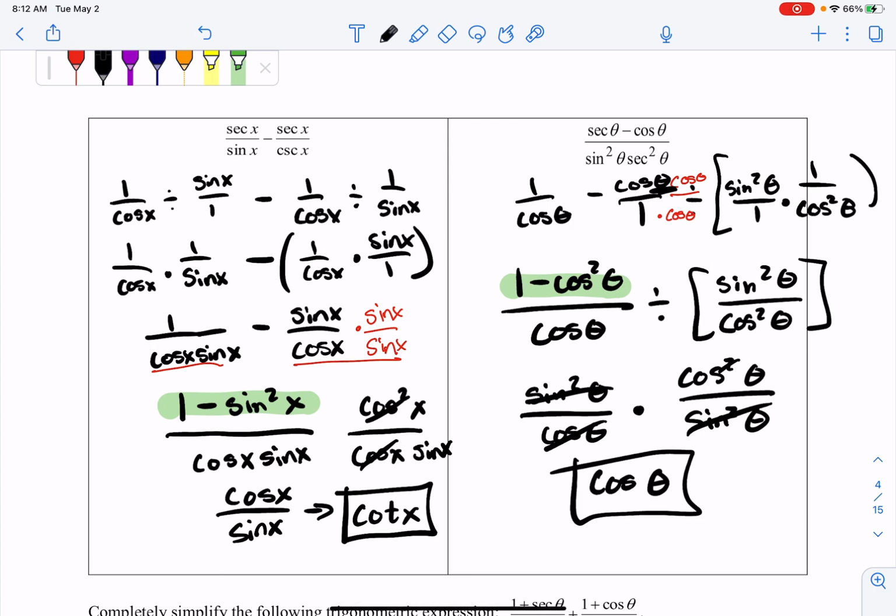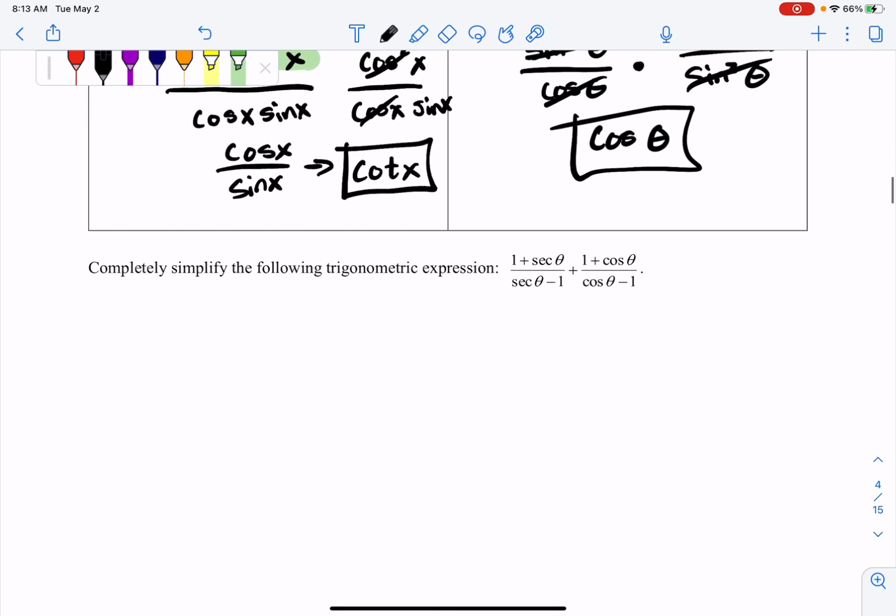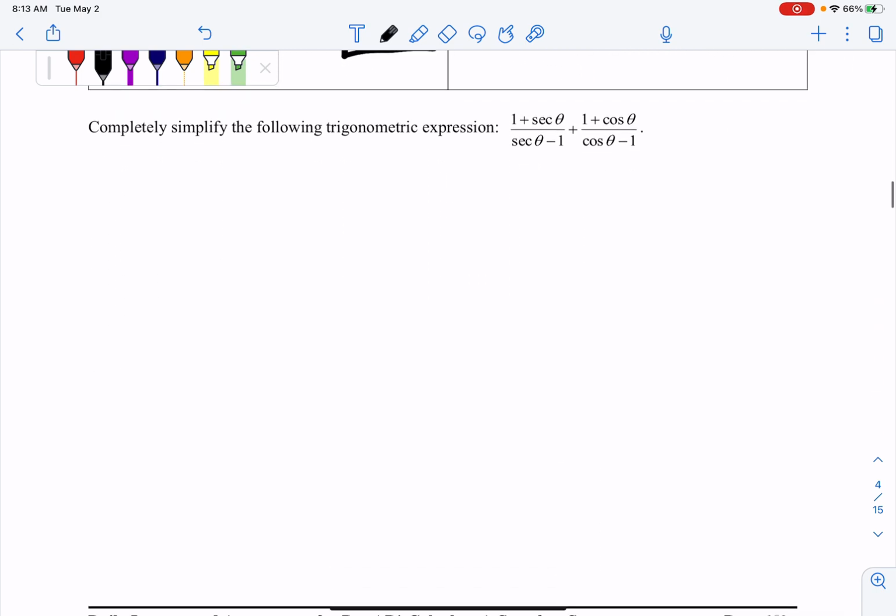as my numerator, which is my singular trig function. Okay, next one says we are to completely simplify this trig expression here. It looks a little scary, but the strategy is exactly the same as it has been on these last ones. So we're just going to start by rewriting. So 1 plus, instead of secant, I'm going to write 1 over cosine theta.